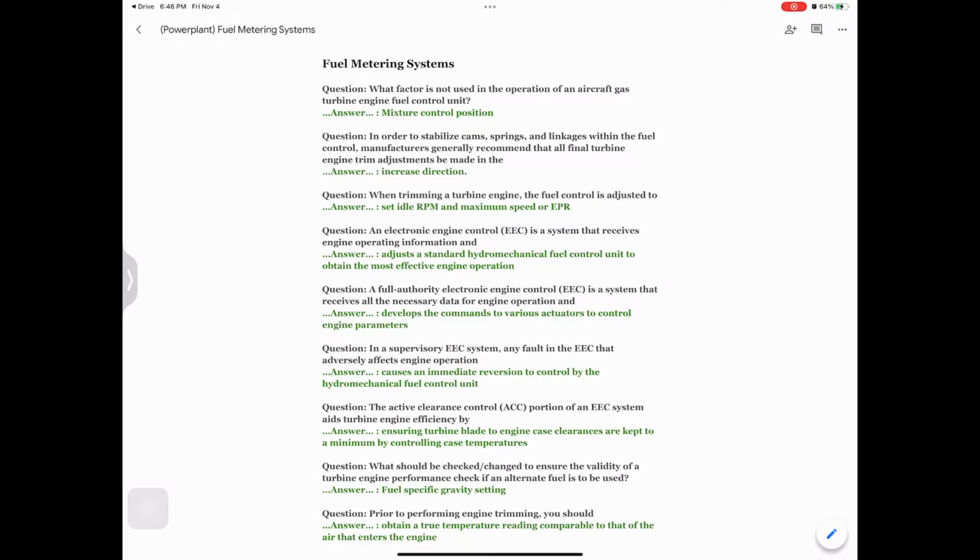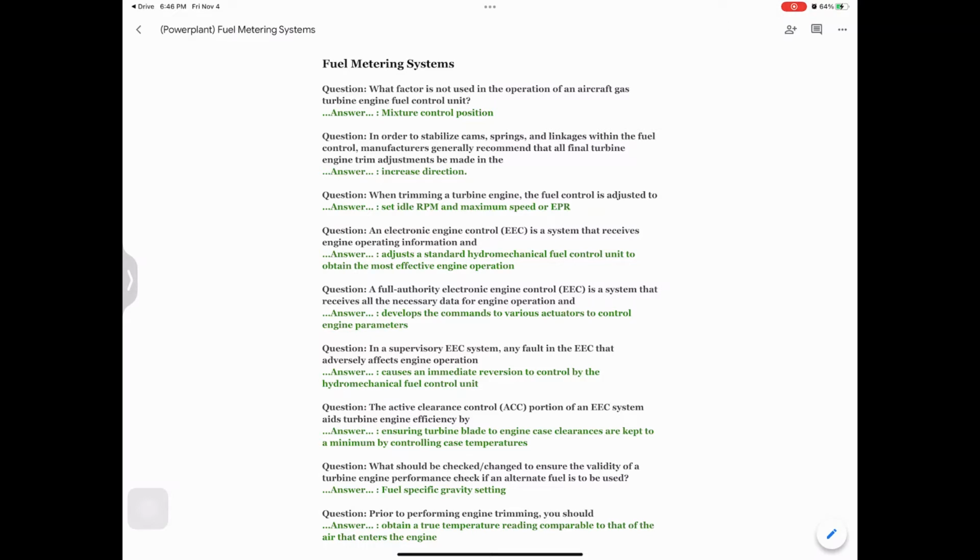Question: a full authority electronic engine control (EEC) is a system that receives all the necessary data for engine operation and answer: develops the commands to various actuators to control engine parameters. Question: in a supervisory EEC system, any fault in the EEC that adversely affects engine operation answer causes an immediate reversion to control by the hydromechanical fuel control unit.